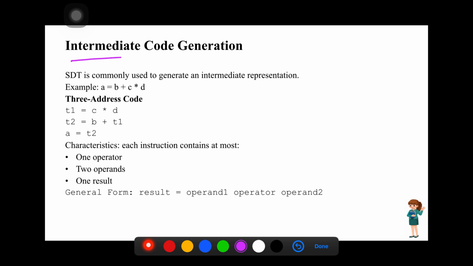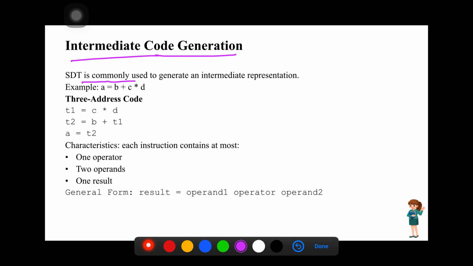Intermediate code generation. One of the major uses of SDT is generating the intermediate code. Consider A equals B plus C into D. The compiler generates T1 equals C into D, T2 equals B plus T1, A equals T2. This is called three address code or TAC. Each instruction generally contains an operator and operands with a result stored in a temporary or variable.